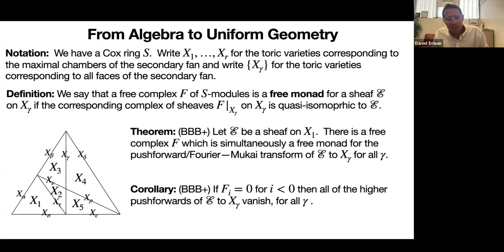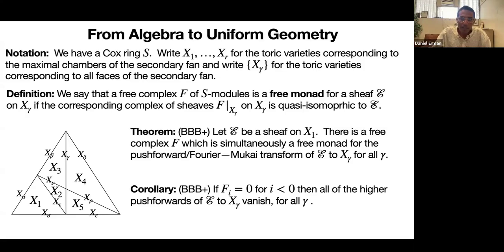Let me give another example. This was a little more technical, but I saw David and Frank earlier, so maybe I'll point this at them. So okay, if I have a secondary fan, I've got not just the maximal chambers, those are the Xi's, each of the faces also comes with a toric variety. And so I've got this monstrous secondary fan sampled over there. And what we'll mean by a free monad is a complex of modules over the Cox ring, which when you look at the corresponding complex of sheaves, it's quasi-isomorphic to the sheaf you want. So it's like a resolution or something like that.